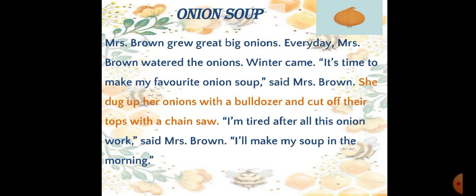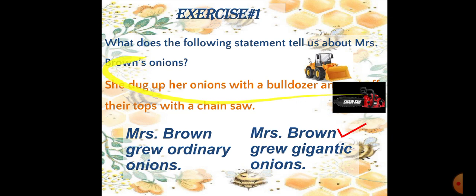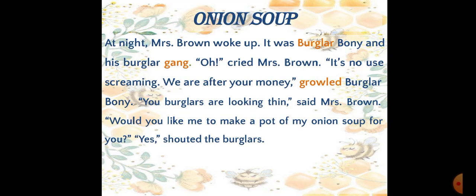So let's come to the question side. Exercise 1: what does the following statement tell us about Mrs. Brown's onions? She dug up her onions with a bulldozer and cut off their tops with a chainsaw. You have to tell me which statement is correct: Mrs. Brown grew ordinary onions, or Mrs. Brown grew gigantic onions. Basically, gigantic onions is the right information, because they were not ordinary, since they're not humans. Then we are having onion soup.